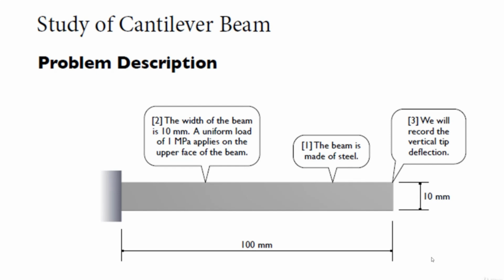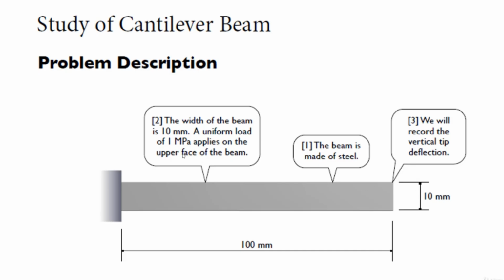In this lecture we are going to perform static structural analysis on a cantilever beam. Coming to the problem description, there is a cantilever beam which is fixed at one end and free at the other end. The length of the cantilever beam is 100 mm and the cross section is rectangular, with dimensions of 10 mm by 10 mm.